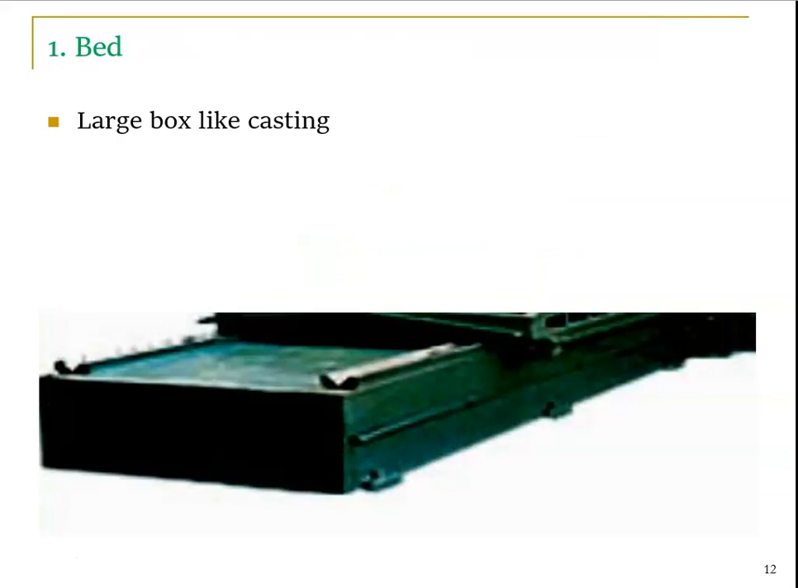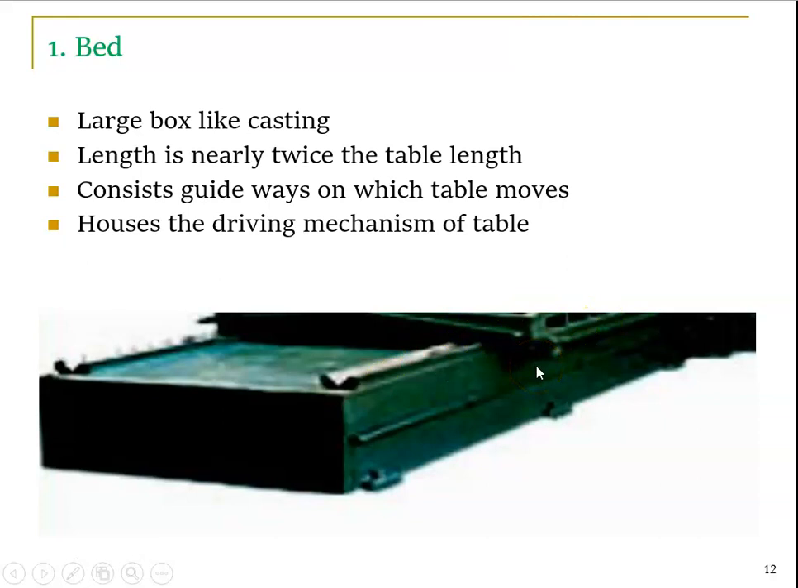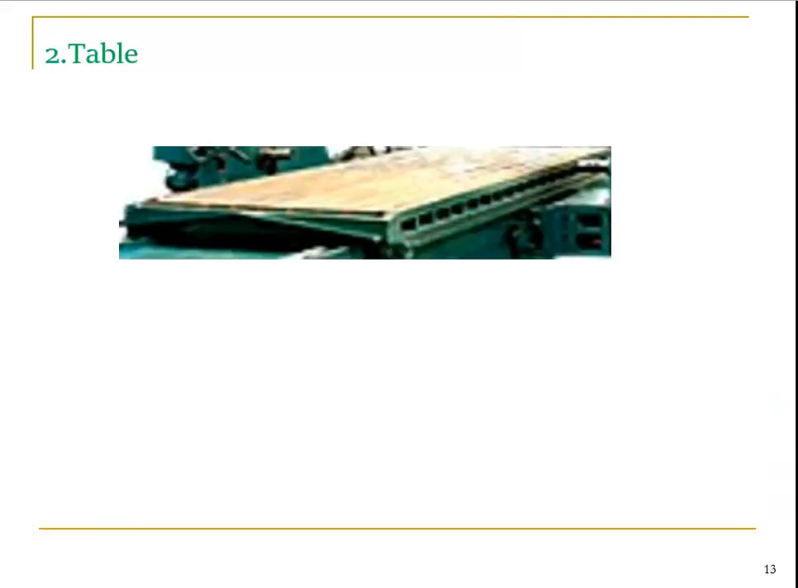This is the bed. It is a large box-like casing. Its length is nearly twice the table stroke. It consists of gateways on which the table moves. You can see the gateways in the image; the table moves on the bed gateways. It houses the driving mechanism of the table. All the mechanisms that run the table are enclosed inside it. Again, it is made of cast iron, as most of the machine components are. Next is the table. It is the top of the bed, also called the platen. So another name for the table is platen.